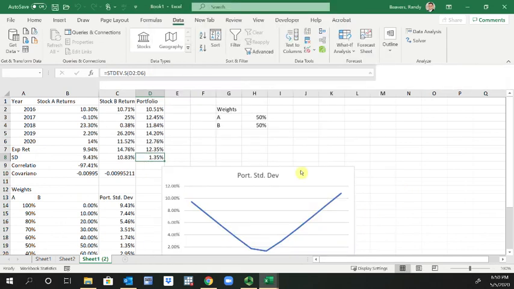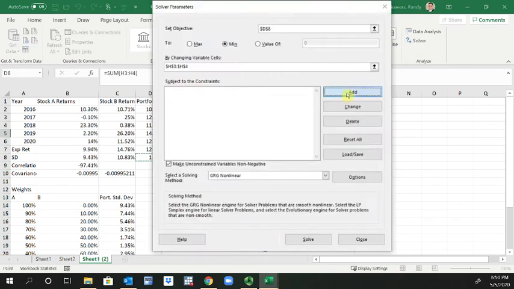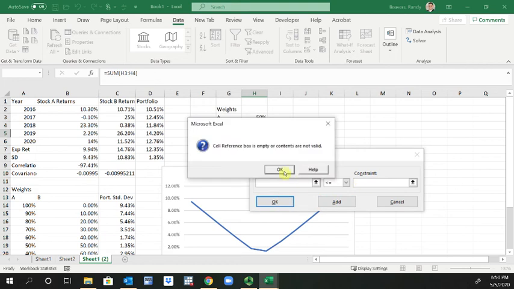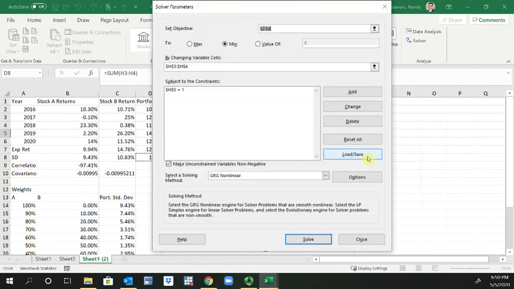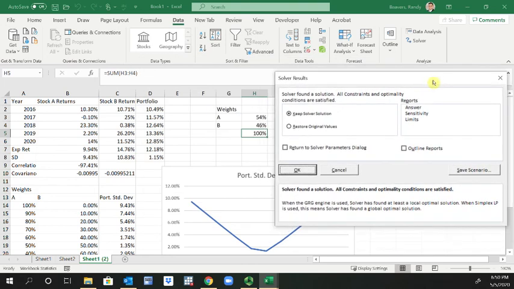So we're going to have just a helper cell here. This will be the sum of those. This sum has to add to 100%. We'll try that, add the constraint, and then that has to be equal to 1. Add and click OK. Now try to solve again. And you see they were pretty close with the 50-50, but 54% in A and 46% in B, given the constraints, will minimize the standard deviation of that portfolio.